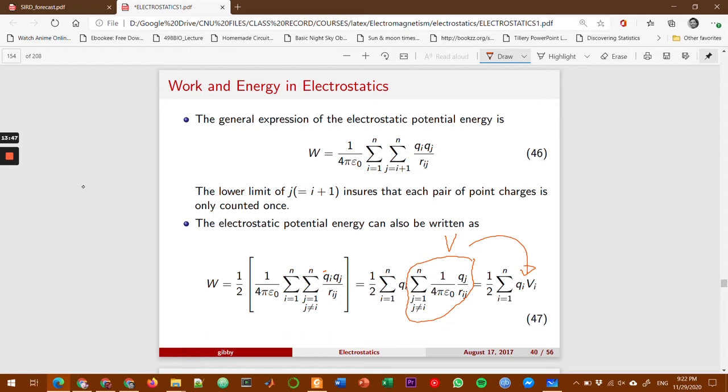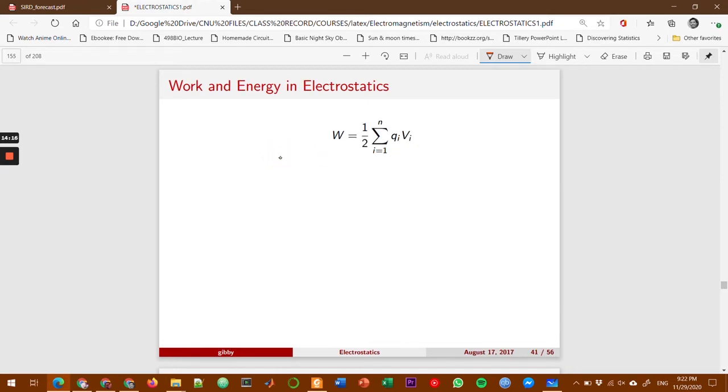So you have simplified the work. Instead of this, you only have this equation. It looks neater. We have 1/2 the summation of q sub i times v sub i, where i runs from 1 up to n. Take note of this formula.